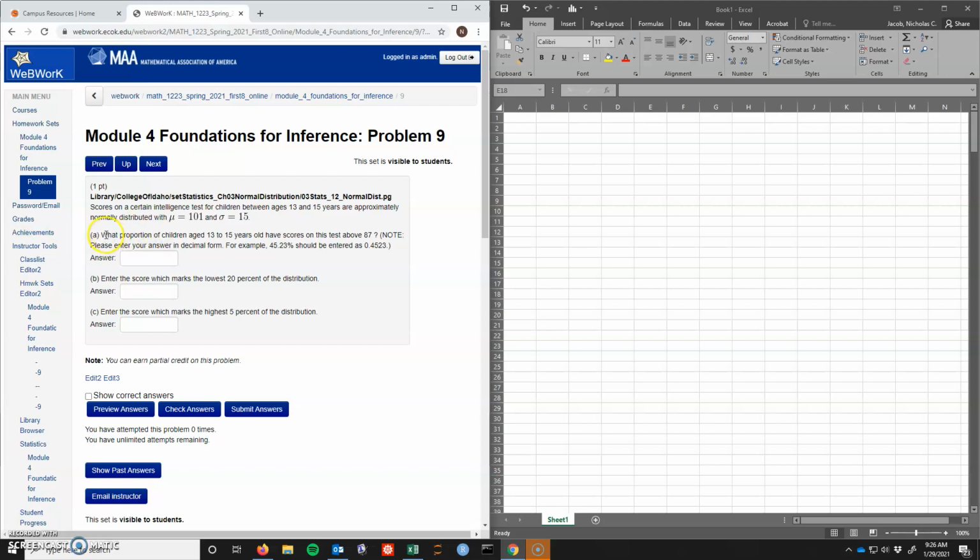So the first question here asks, what proportion of children between 13 and 15 have scores on a test above 87? So we want to get above 87. What I would do if we have class is, every time I do this problem, I'm going to draw the bell curve. I'm going to draw that normal distribution. So I'd like for Excel to do it for me.